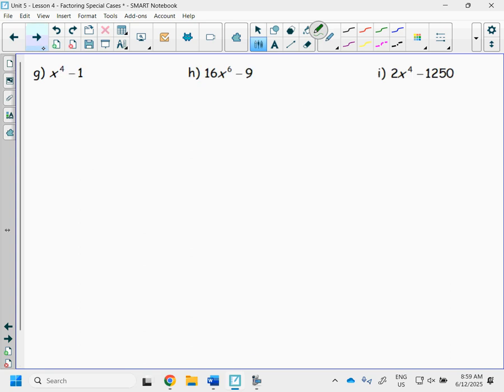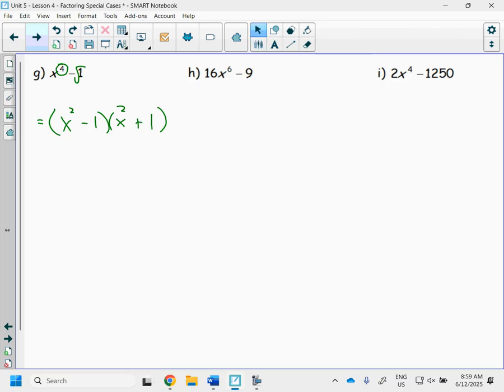Okay, last set, x to the 4th minus 1. Well, it's definitely two terms. It's got a minus sign. I can cut it in half. So x and x is going to be squared because half of this. Square root of 1 is actually just 1. 1 plus, 1 minus.